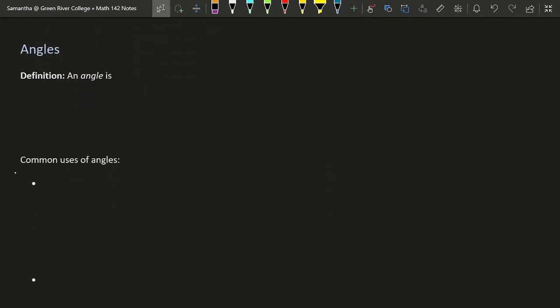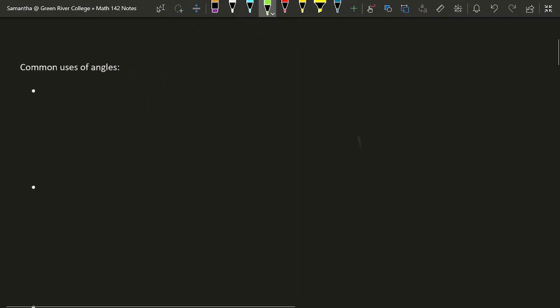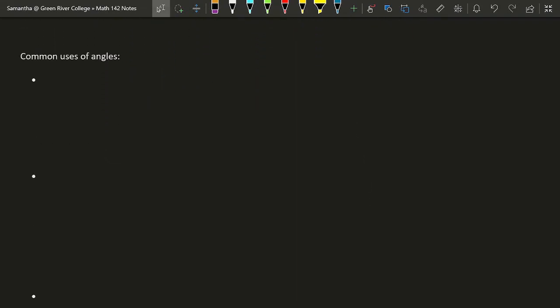So what is an angle? An angle is simply a way of measuring an amount of turning or rotation. And there are several different common uses for angles, one of which, for example, is to describe the shape of a triangle.